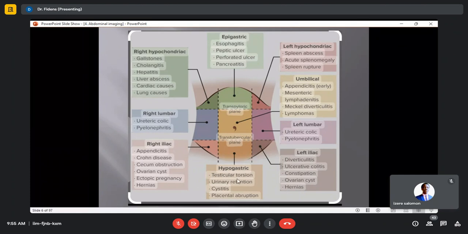And for the hypogastric region, you think of testicular torsion, and think of urinary retention.